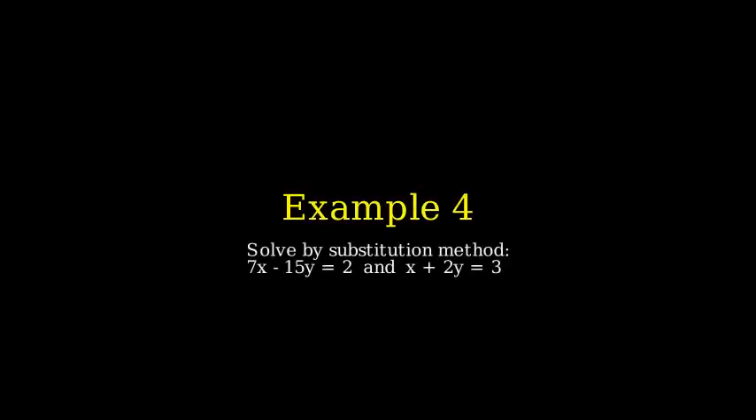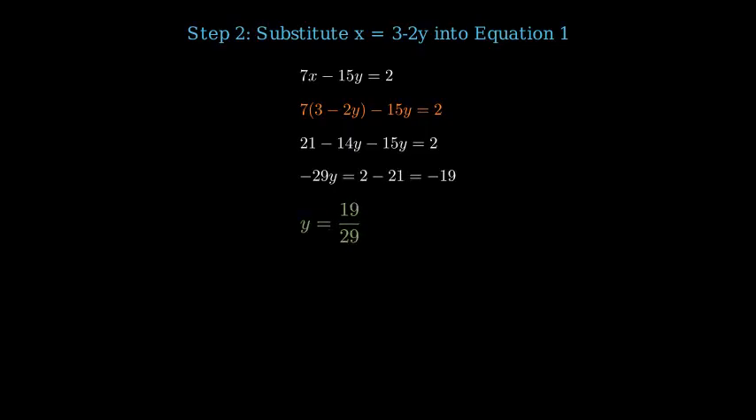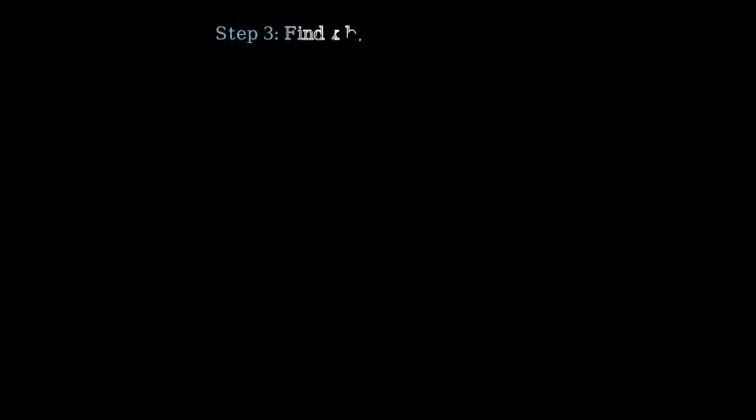Example 4. Solve 7x minus 15y equals 2 and x plus 2y equals 3 using the substitution method. Step 1. Express x from the simpler second equation. x equals 3 minus 2y. Step 2. Substitute into the first equation. 7 times (3 minus 2y), minus 15y equals 2. 21 minus 14y minus 15y equals 2. 21 minus 29y equals 2. So 29y equals 19, giving y equals 19 over 29.